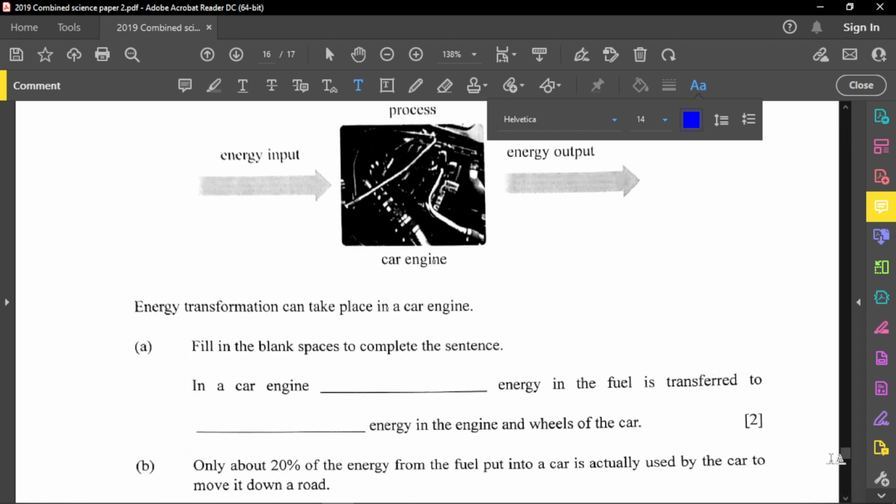In a car engine, energy in the fuel is transformed to. So what type of energy is in the fuel? That's chemical energy. Fuel is going to be chemical energy. It is transformed to energy in the engine and the wheels of the car. So the wheels are moving, so there's going to be kinetic energy or mechanical energy, right? Whichever one you want to put, that's fine. But kinetic energy, I prefer that because it deals with movement. Mechanical energy is the same thing as kinetic energy as well.